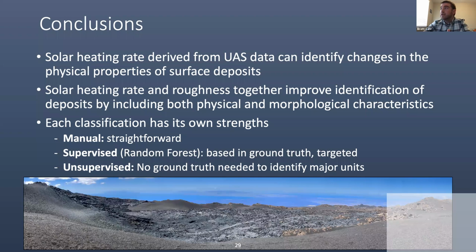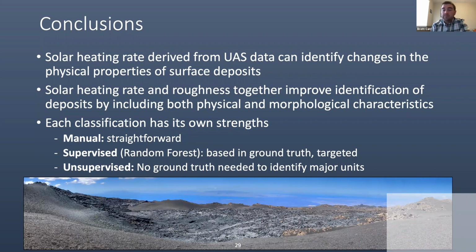First is that the solar heating rate that can be derived from drone data can identify changes in the physical properties of surface deposits. A couple important notes related to this is it's not restricted to just volcanic deposits. You can do the drone flights and measure solar heating rate of any type of deposit to look at differences in particle size and density of the deposit. And it'll also be sensitive to water content. Water will increase the thermal inertia, decrease the solar heating rate of a material.